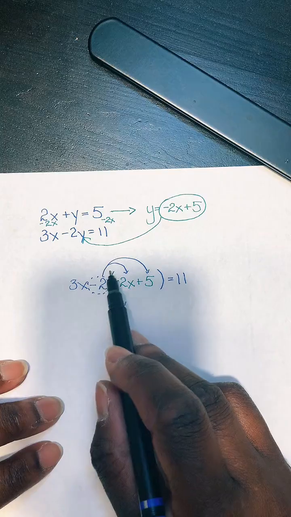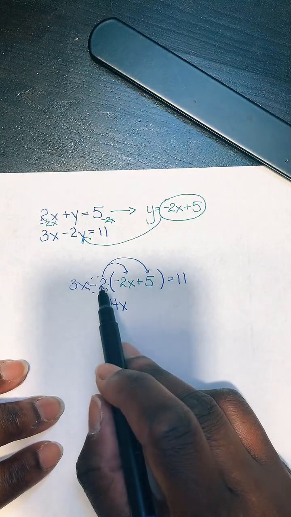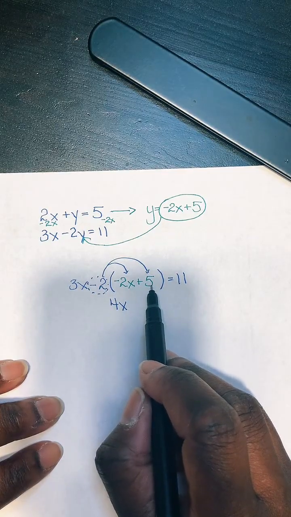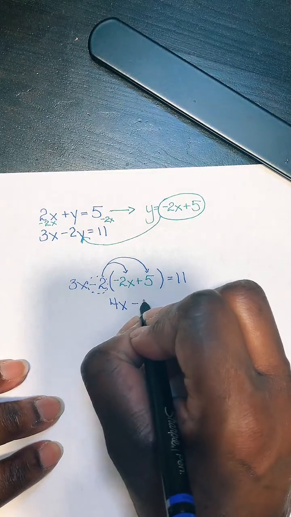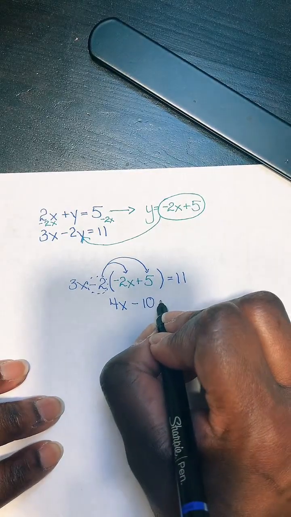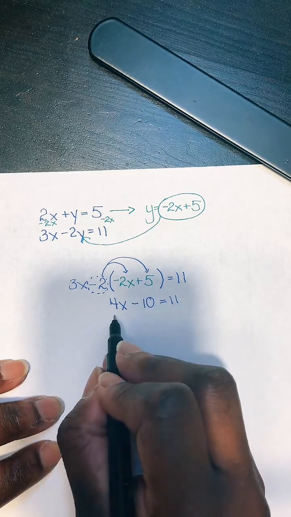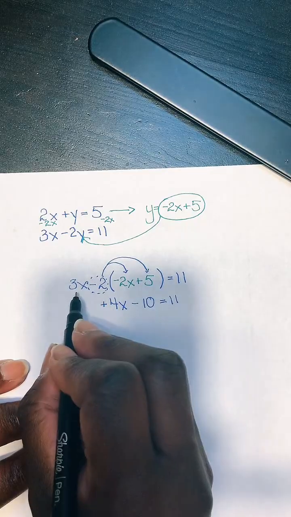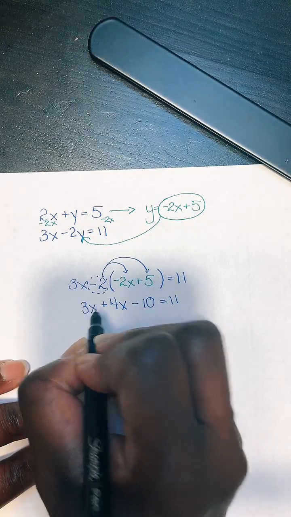So a negative 2 times a negative 2 gives me a positive 4x. And negative 2 times a positive 5, okay, good. Gives me a negative 10. Good. Bring down the equals 11. All right, since this was a positive 4x, we're going to put a plus sign in front because I need to bring down my 3x.